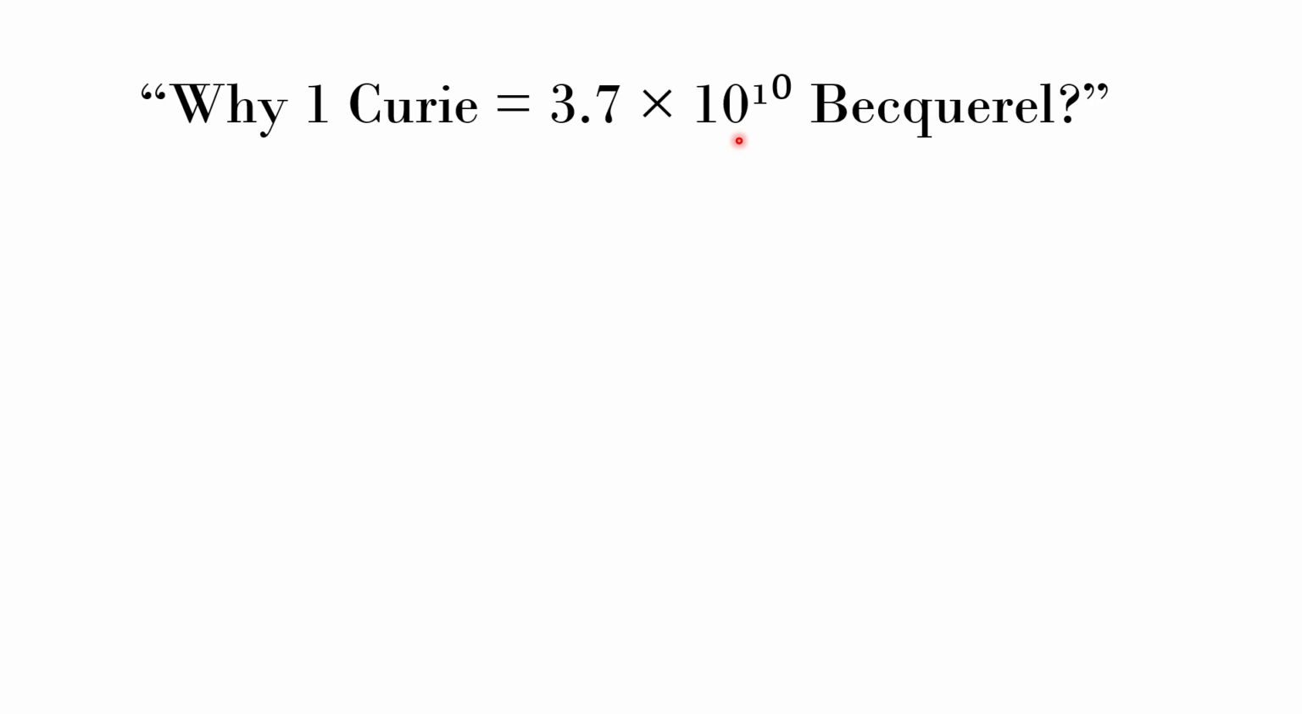Do you know why this value comes? Why not 10^10 only, or 10^12, or any other value? Why did this much value only come, 3.7 × 10^10? Is this random? No, it comes from pure physics. Let's understand how it came.